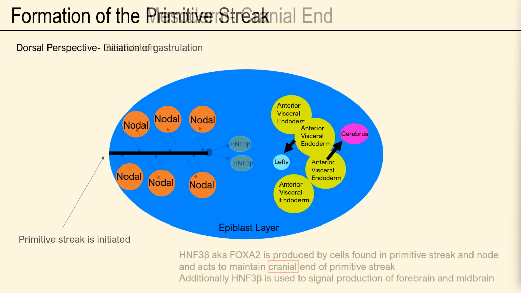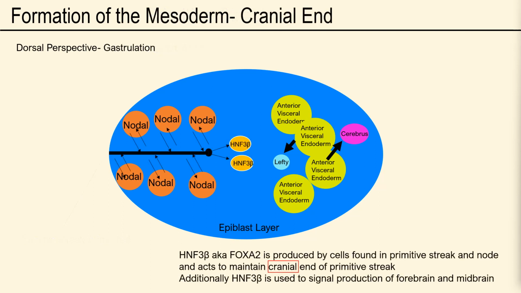Similarly, HNF3 beta maintains the node and later induces regional specificity in the forebrain and the midbrain areas. Without HNF3 beta, embryos fail to gastrulate properly and lack forebrain and midbrain structures. Please note that there was a typo on this original slide as indicated by the red box. The title of the slide is correct. This is about maintaining the cranial end.